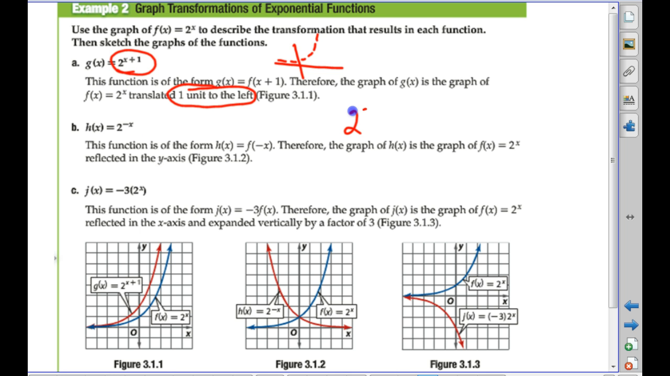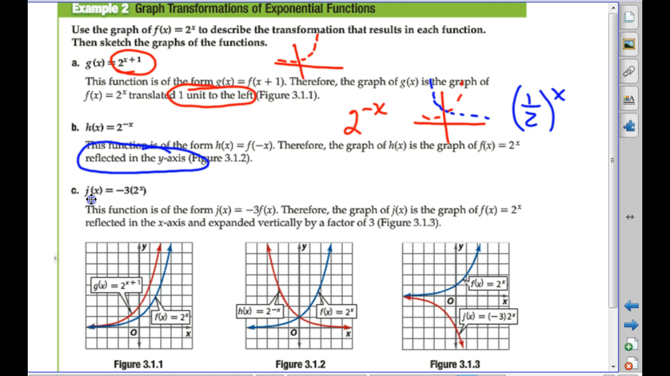Part B says 2 to the negative x. What did we learn that a negative on the x does? A negative out front flips it over the x-axis, but a negative actually on the x, inside on the function, does what? Reflects it across the y. So 2 to the x looks like this. 2 to the negative x should look like this. Is that what we said when we did a 1/2? The blue one? So 2 to the negative x and 2 to the x are reflected across the y-axis.